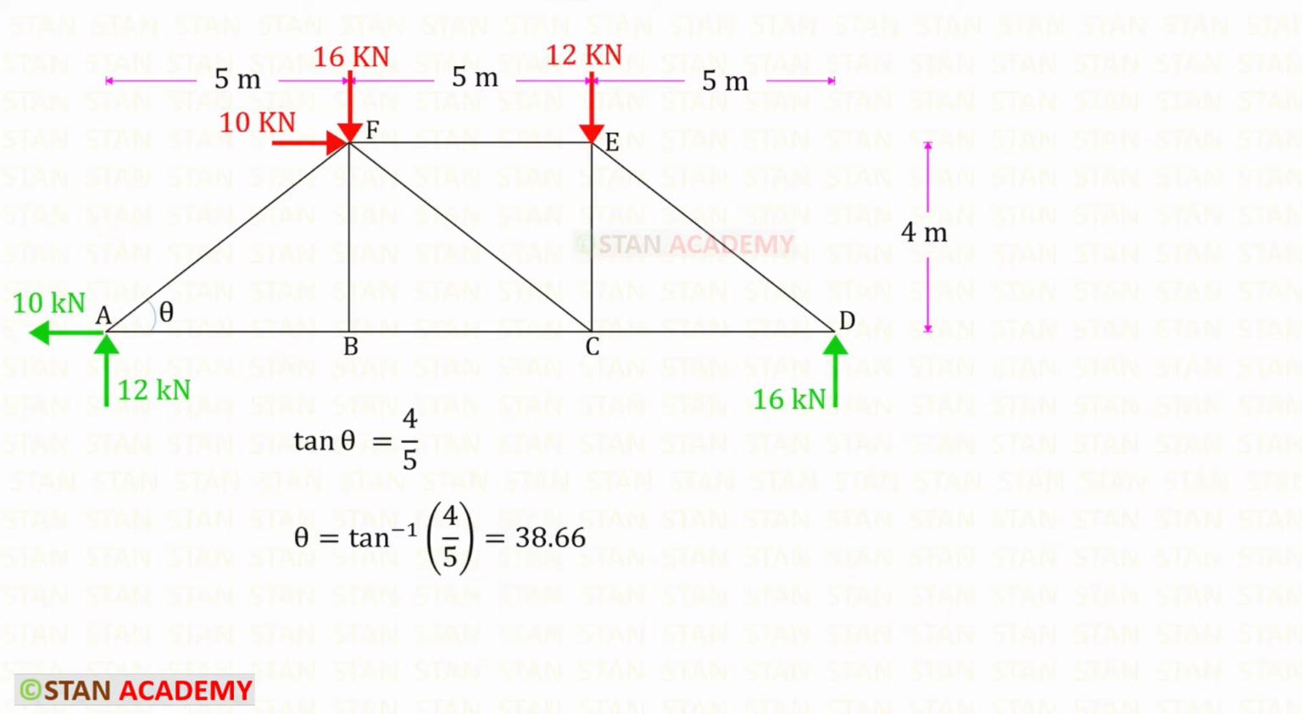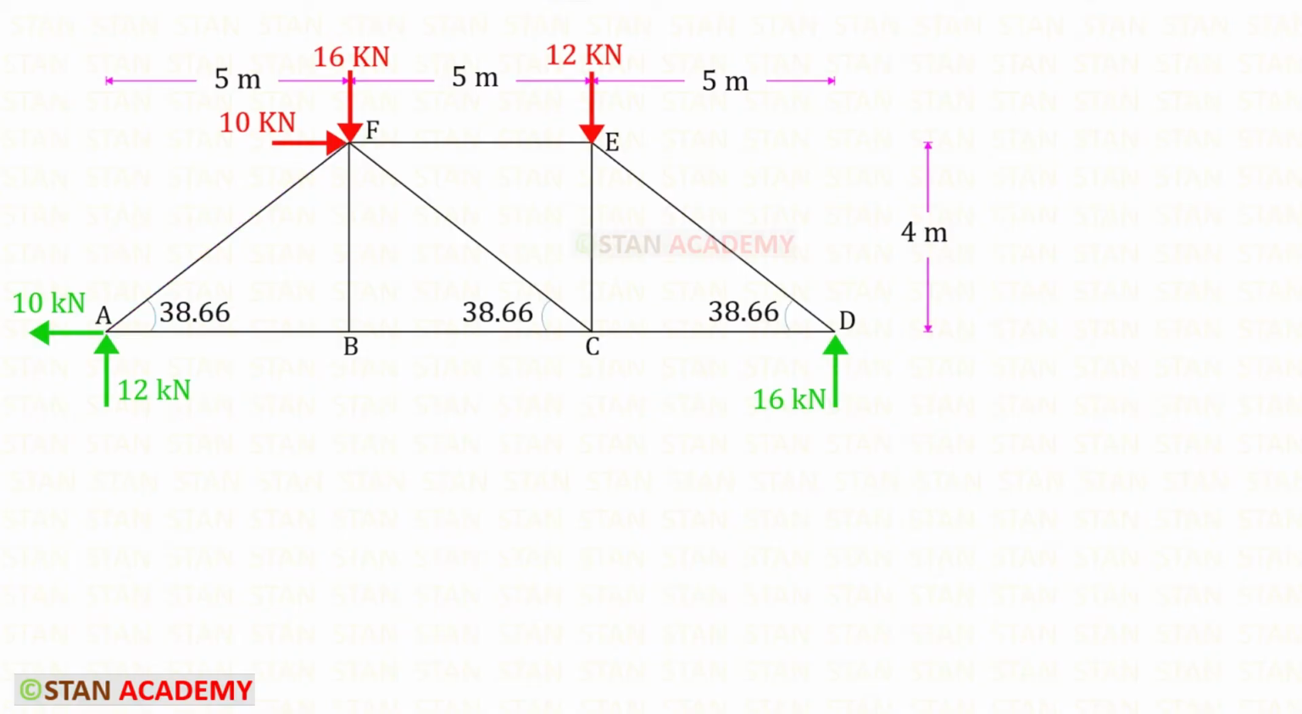Now we need to find the member forces. Before that, we need to find the angles. Let us take this triangle. In this triangle, let us find the angle theta. Tan theta is opposite side by adjacent side. The opposite side is 4 meter and the adjacent side is 5 meter. So it will be 4 upon 5. So theta will be 38.66. If this angle is 38.66, this angle and this angle also should be 38.66.